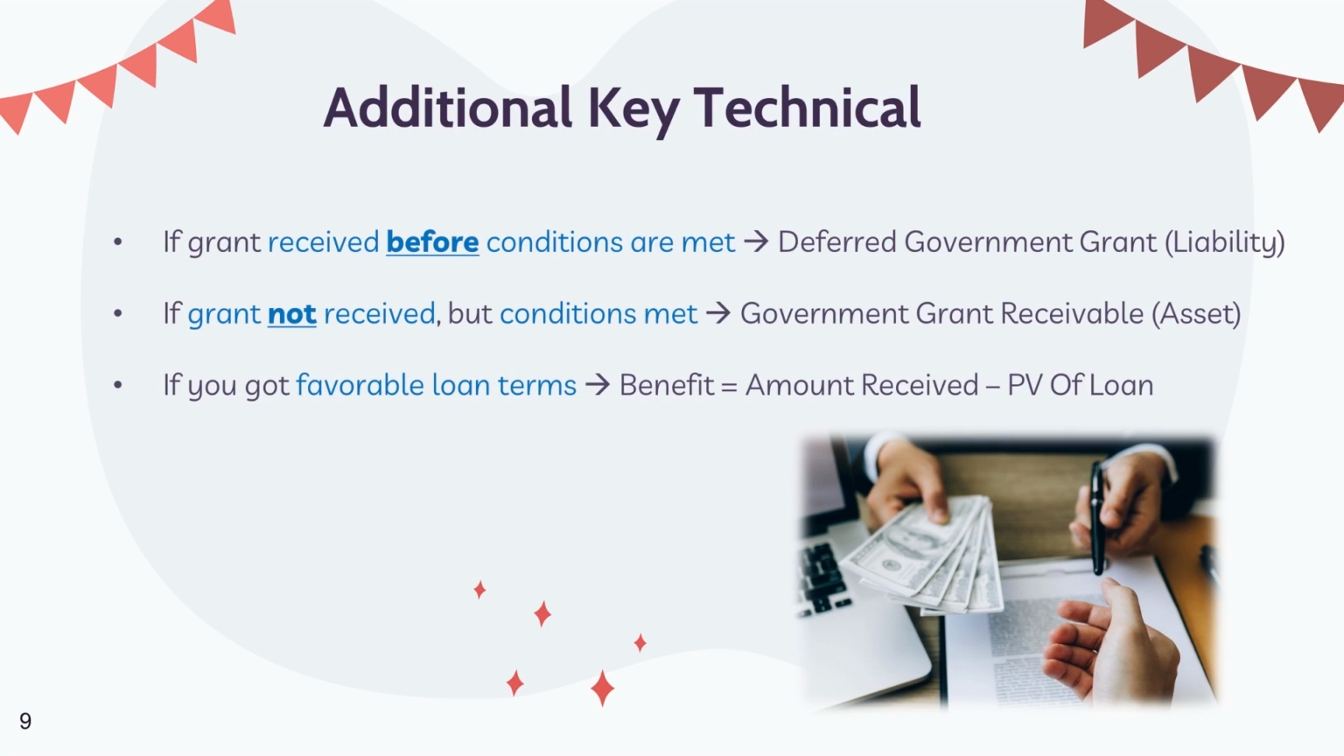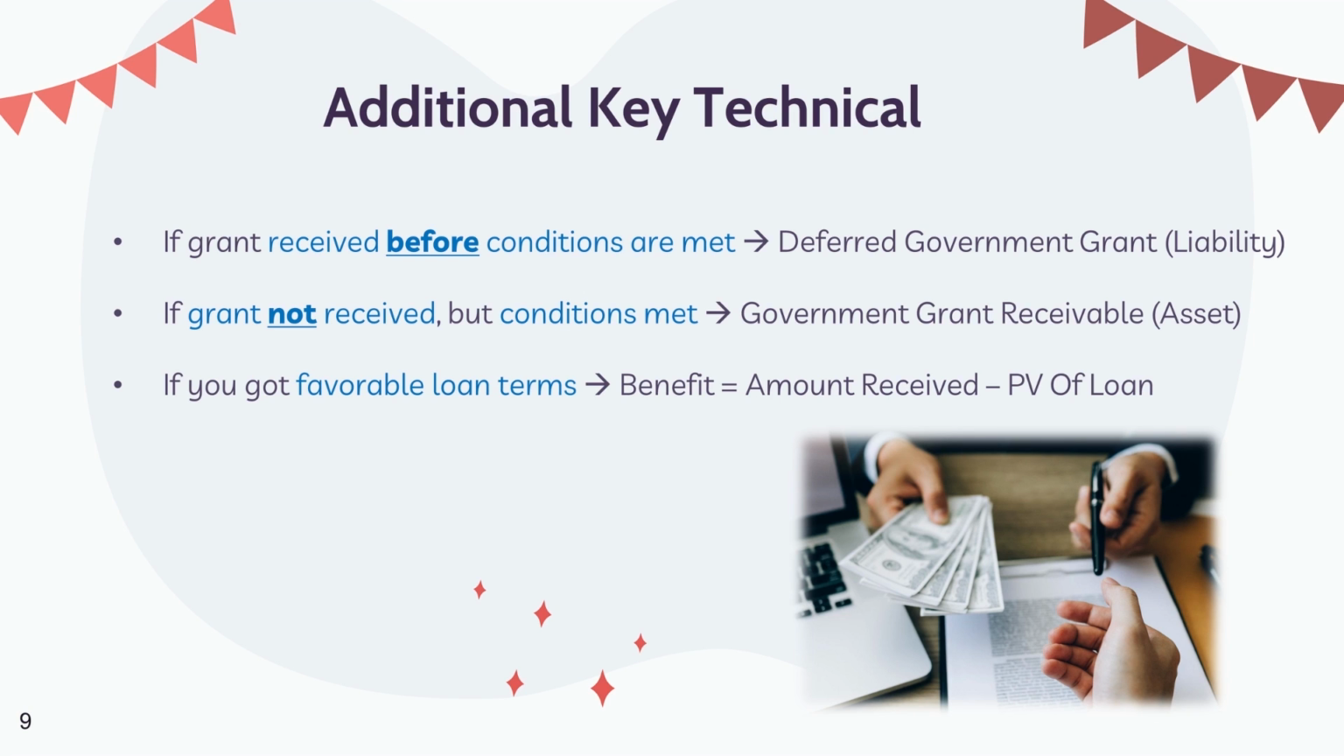So now let's talk about some additional key technical points. If the grant is received before any of your conditions are met, you're going to have a deferred grant liability. Essentially, you're going to have an unearned revenue. If the grant is not received but conditions are met, you're going to have a government grant receivable, which is an asset because you're expecting to get paid.